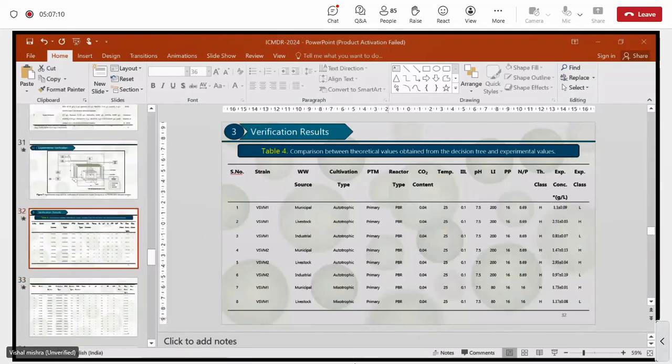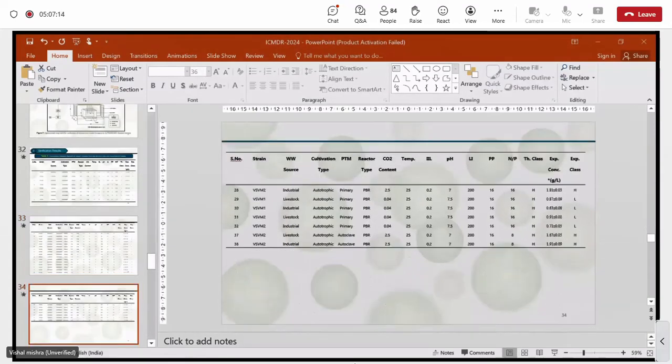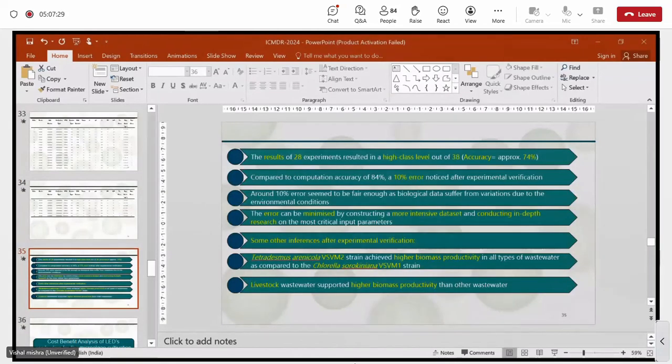Now, again, the results I've tried to show. There is nothing so unique here. The results were very unique in the sense of what we got as productivity, and that too in terms of only two strains we utilized, isolated by our labs. So the results of 28 experiments resulted in high class level out of 38. So the accuracy is around 74% for the model, compared to the computation accuracy of 84%. An error of 10% is noticed after the experimental verification.